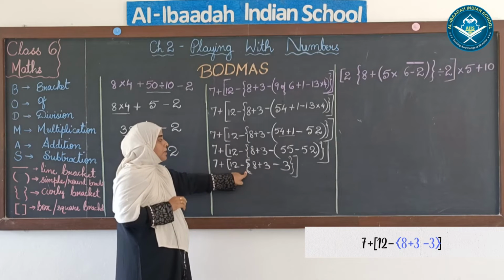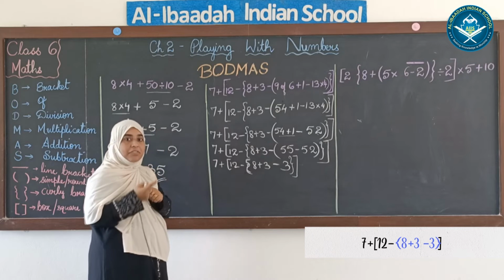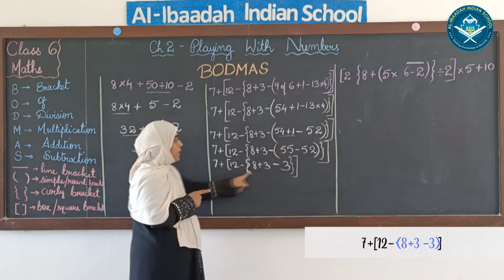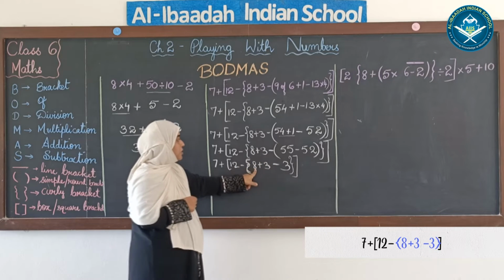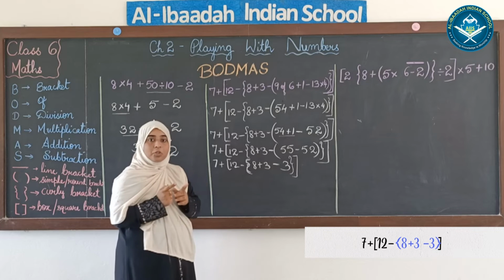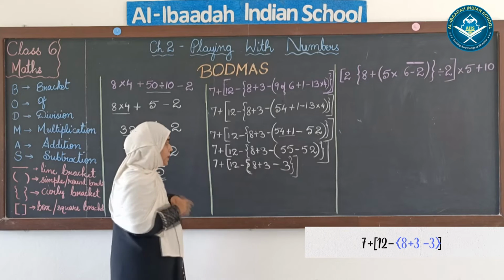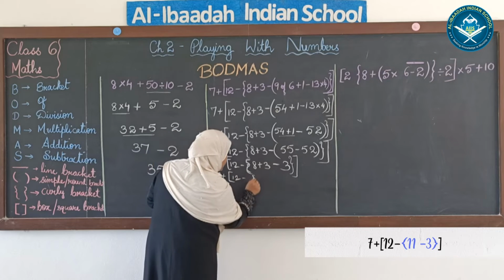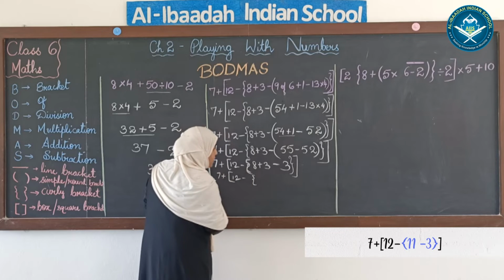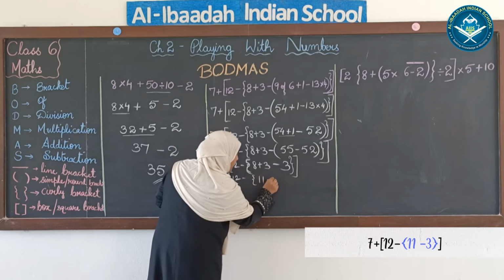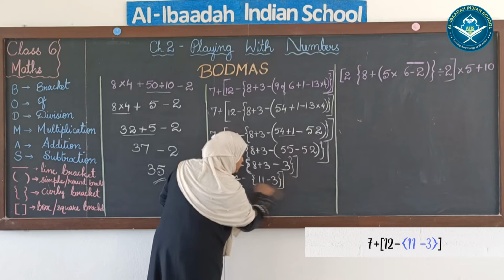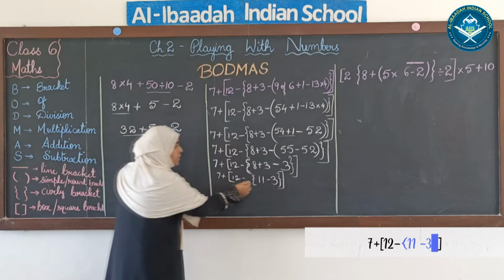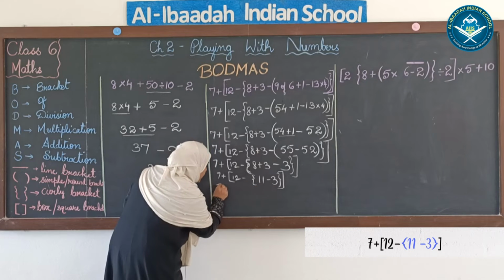Now we are left with curly bracket and box bracket. So next we have to go and solve curly bracket. Okay. Now in curly bracket again we have two operations to do, addition and subtraction. So first we will do addition and then we will solve subtraction. Okay. So 7 plus 12 minus 8 plus 3. 8 plus 3 is 11 minus 3. Again curly bracket is not finished. Still we have one more operation, minus subtraction to do over there. So continue.